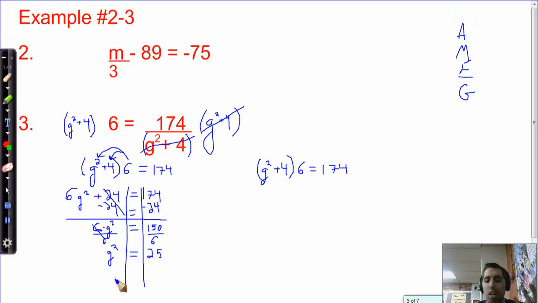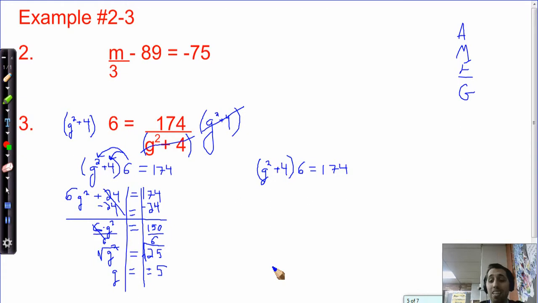If I know that a number squared is equal to 25, hopefully you know what it is, but you can also think that to undo squaring, you can do square rooting. So g is going to be equal to the square root of 25, which is positive or negative 5. So this has 2 answers. Now let's solve it another quick way.